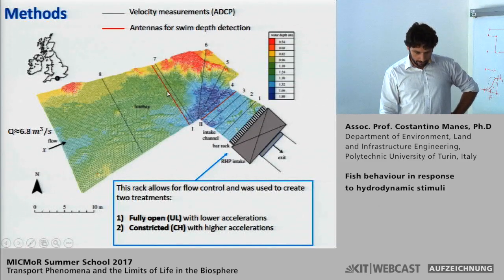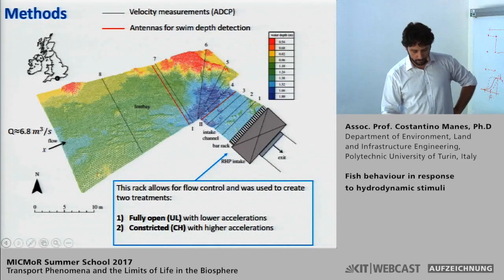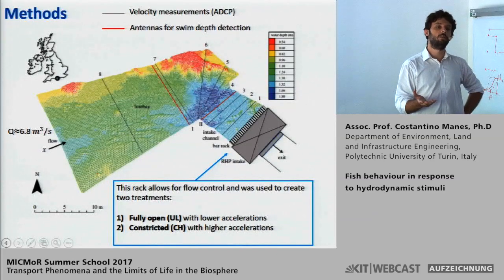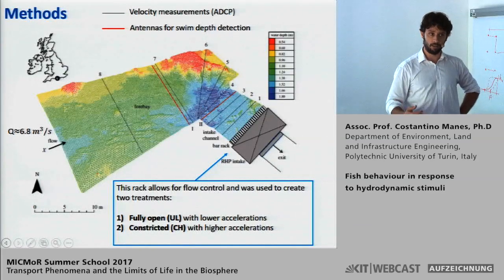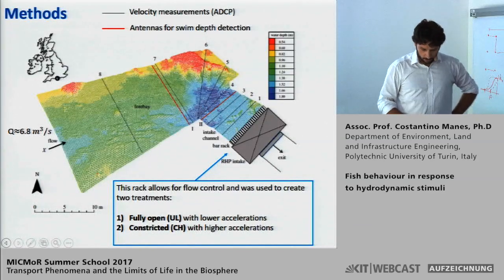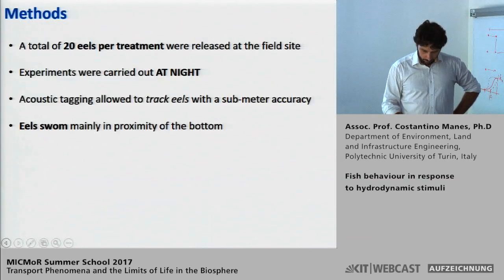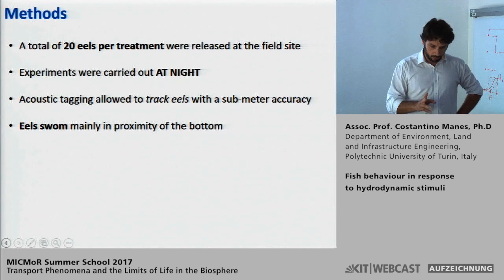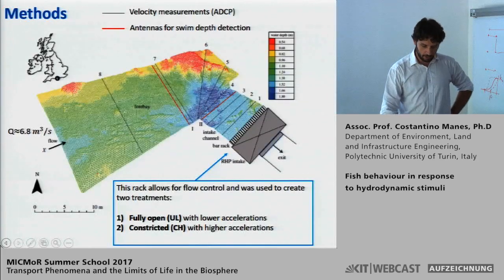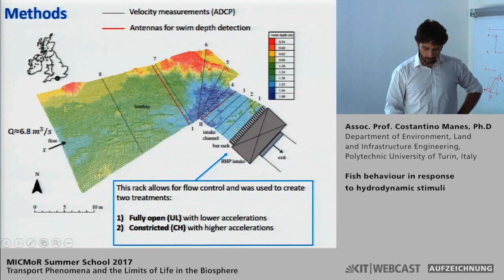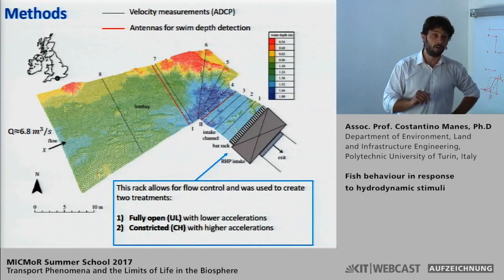We also put some antennas in these red cross sections to monitor essentially at which depth eels were swimming. Usually they swim very close to the bottom. We wanted to verify that, and actually that was the case. We used 20 eels per treatment, so 20 eels for the fully open experiment and 20 eels for the constricted experiment.